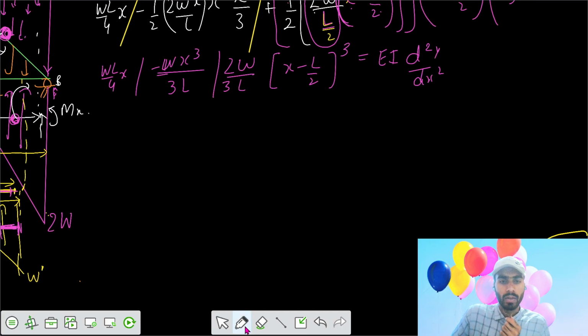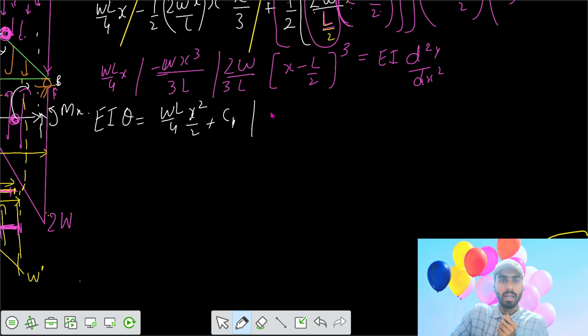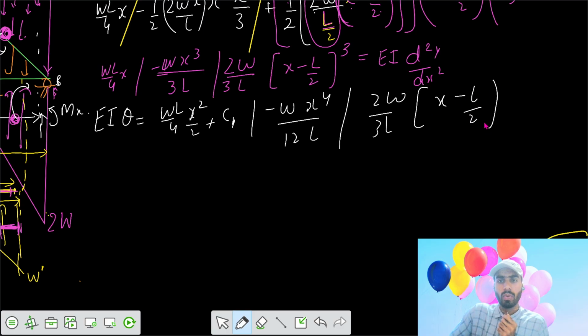So to get the slope, we have to integrate it. We can write EI theta equals WL by 4 x square by 2 plus some constant C1. Then after that you have minus W x4 by 12L. Then we have W by 3L times x minus L by 2. We have to increase the power by 1, so we can write x power 4 divided by 4.